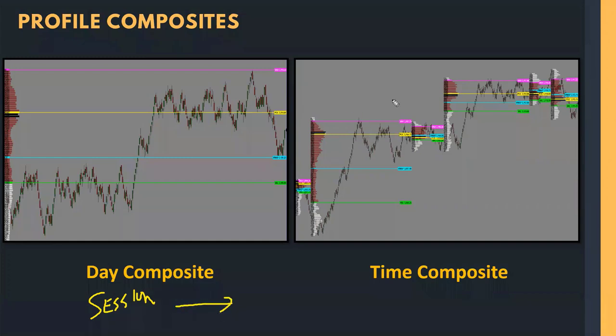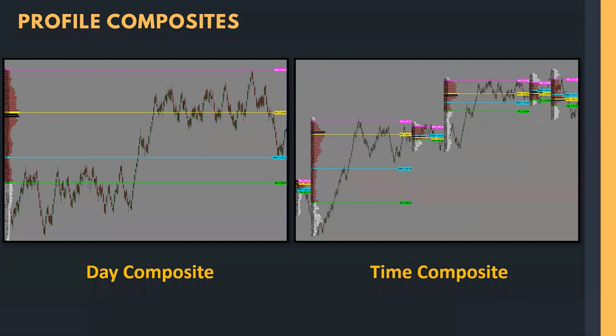Whereas over here, what we can do is break down profiles every 60 minutes or every 90 minutes or every 30 minutes. Okay, I have the ability to do that, right? And what can be the advantage to that? Well, it really just depends on your nature of trading. The concept around profile composites is ultimately to do with the way in which you want to deploy volume strategies.